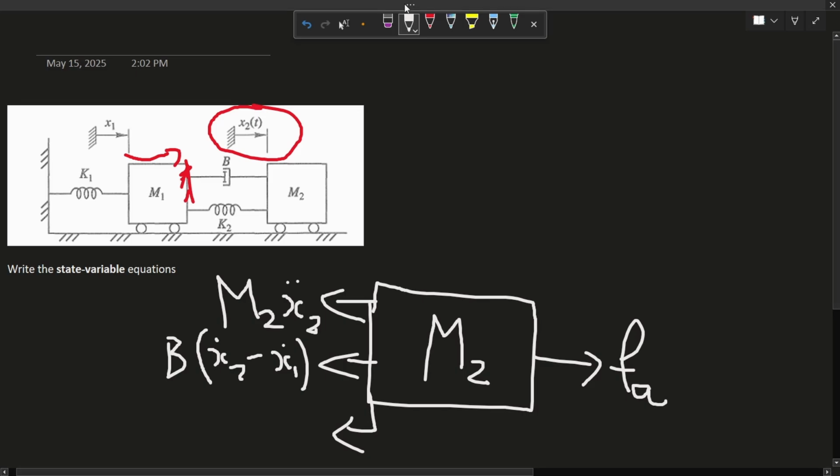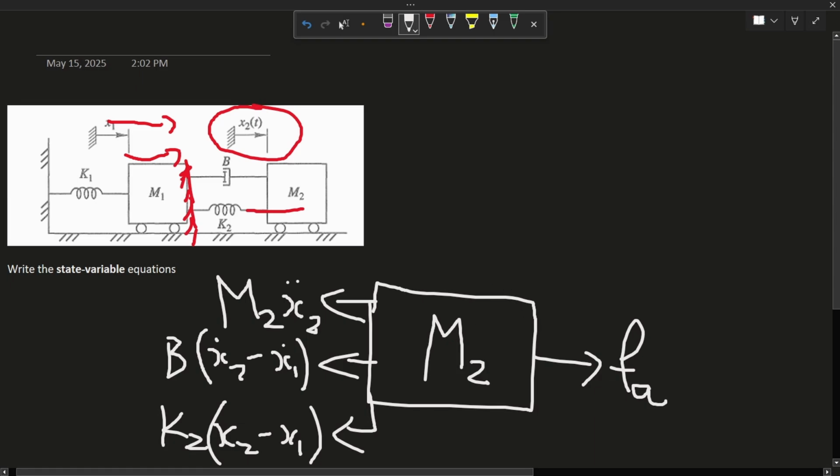Same principle with the spring over here. Just pretend like this object is stationary. Then, as this goes over here, the spring is going to stretch and pull it back. However, since M1 is also moving towards M2, that's going to make the spring less stretched because it's moving towards it. It's just common sense. So x2 minus x1. There you go. This is our first free body diagram.